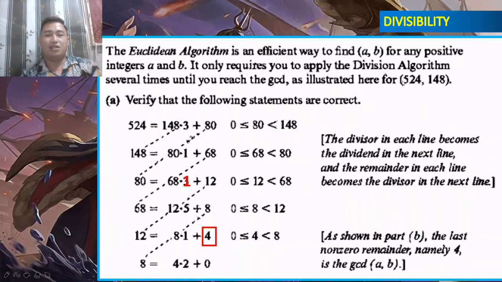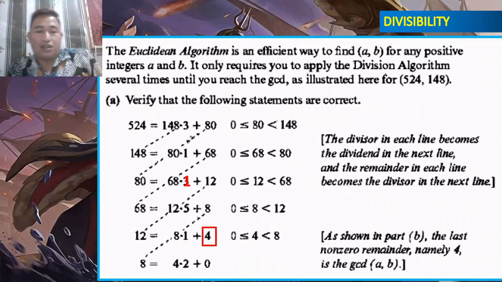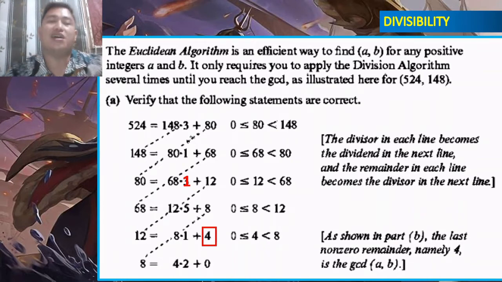So, the Euclidean algorithm is an effective way to find the GCD of A and B for any positive integers A and B. This process is long and takes a while to finish. The earlier one, using prime factorization, was easier because you can also find the GCD by the common factors. It's easy, right? Okay. Next.